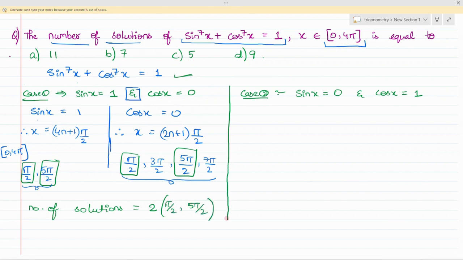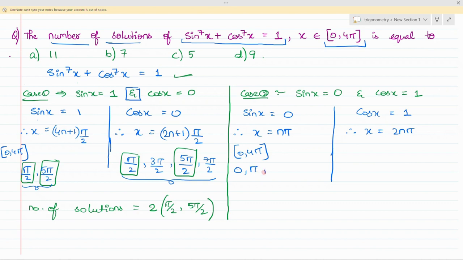Similarly, let's solve case 2. Again, take sin x is equal to 0 separately and cos x is equal to 1 separately. If sin x is 0, the general solution is x equal to n pi, where n belongs to all the integers. And if cos x is equal to 1, then x will be 2n pi, where n belongs to all the integers. Again, in the given range 0 to 4 pi, we need to find the solutions separately. If n is 0, it is 0. If n is 1, pi. If n is 2, 2 pi. If n is 3, 3 pi. If n is 4, 4 pi. We can't keep n equal to 5 because it comes out of this range. So these are the 5 solutions for sin x is equal to 0.